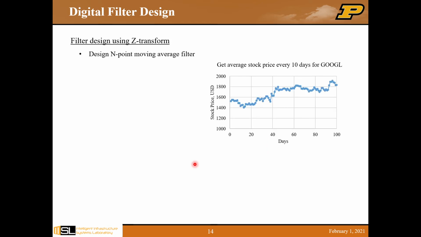Now let's start with some very basic filter design. Let's use the Z transform first. I think the most easily understandable filter is the moving average filter. Imagine we have a stock price that oscillates a lot over the last 100 days. This is the Alphabet company stock price. The question is, can we get the average stock price every 10 days? The solution is to apply the moving average filter.